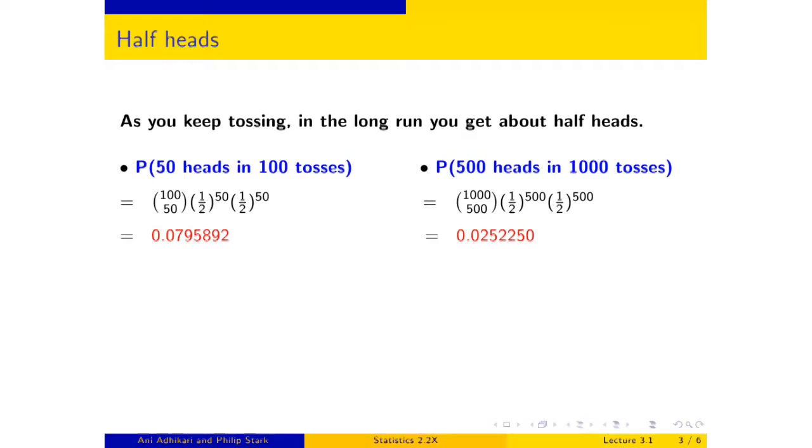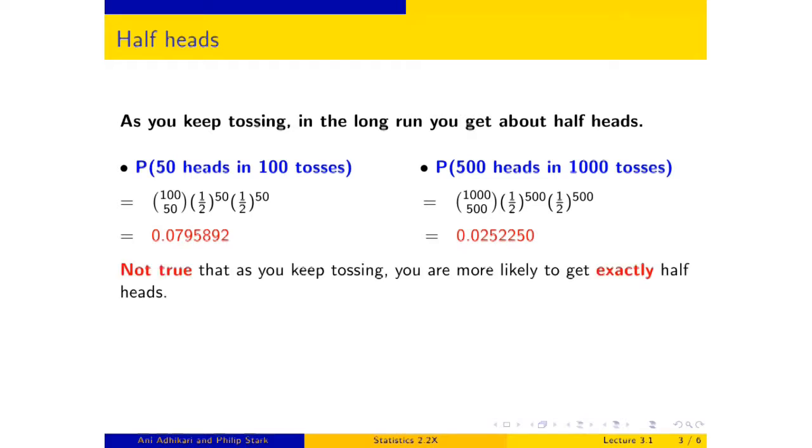So what happened there? The chance of getting half heads went down as you increased the number of tosses. And you know the chance of getting 500,000 heads in 1,000,000 tosses? What do you think that's going to be? Really, really small. And there's no way around it. The chance of getting half heads goes down. It is not true that as you keep tossing, you're more likely to get exactly half heads.